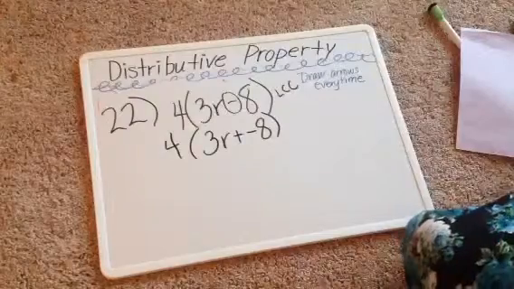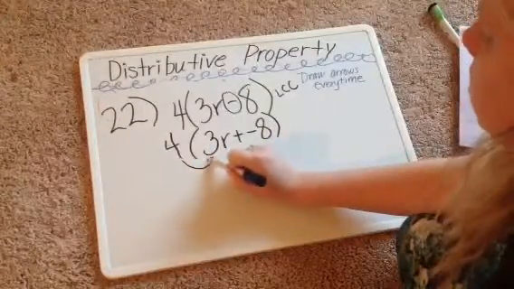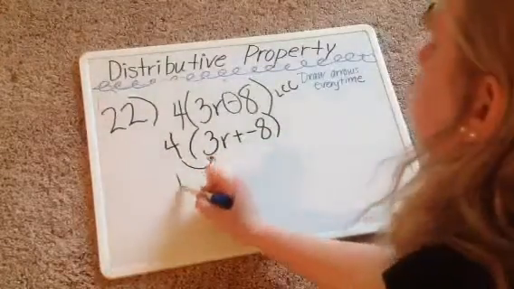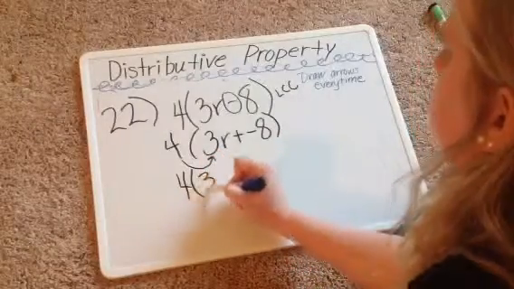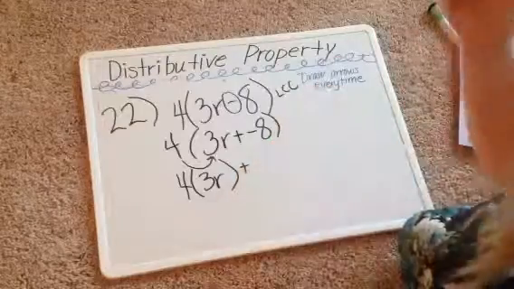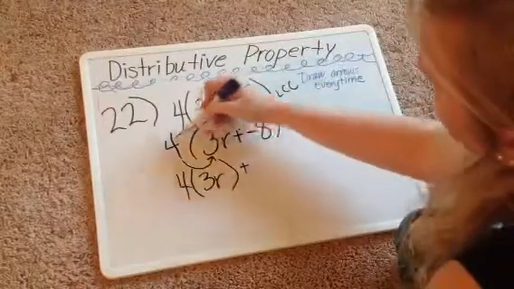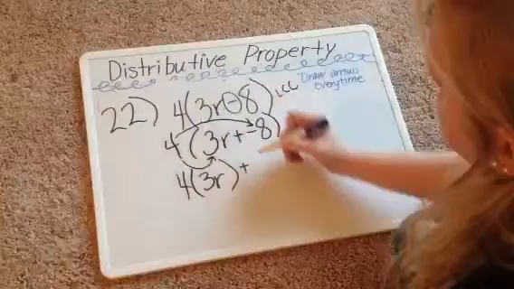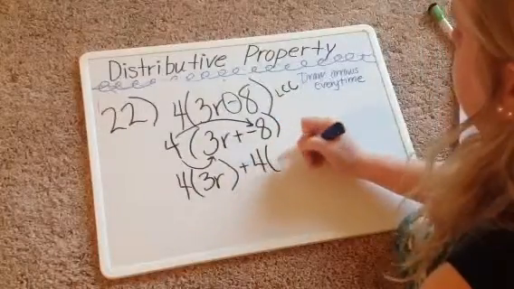Now we're ready to distribute. So we're going to draw our arrows. So we're going to do 4 times 3r. Going to bring down our addition sign. Then we're going to distribute 4 times negative 8.